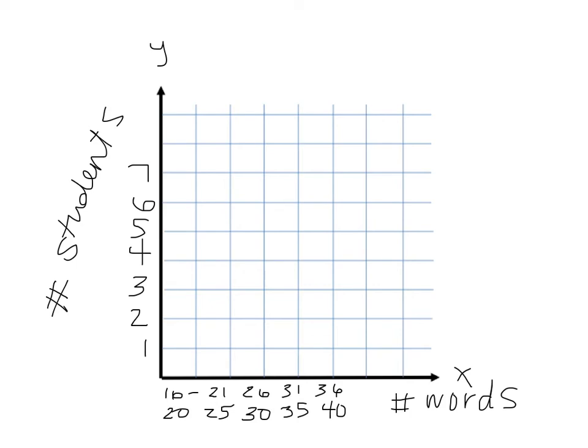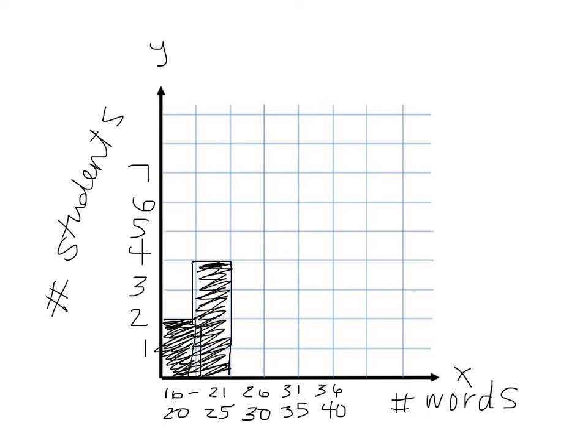So for 16 through 20, for that interval, there were 2 students in that interval. So I'm going to draw a bar up to the 2 and fill it in. Alright, for 21 through 25, there were 4 students. So I'm going to make that bar all the way up to the 4. And they're going to be touching. There's no gaps like a bar graph. In a histogram, they touch.